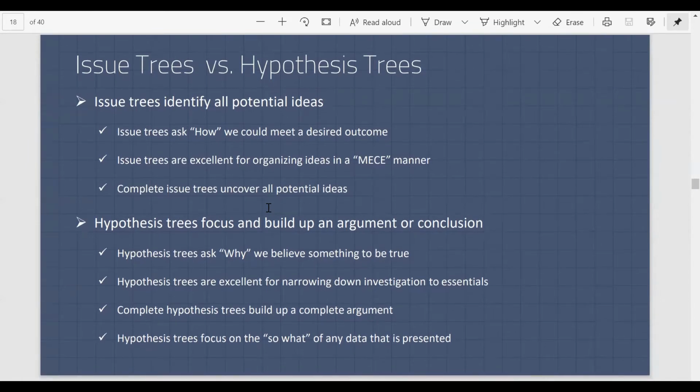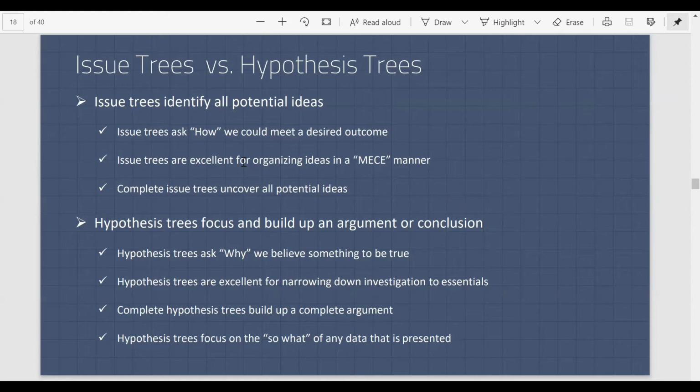So let's look at issue tree versus hypothesis tree. What does an issue tree do? An issue tree identifies all the potential ideas. It will ask how you can meet a desired outcome. It's excellent for organizing the ideas in a MECE manner, as you know already. A complete issue tree will uncover everything. Nothing will be left.